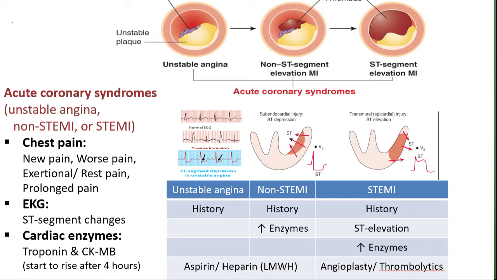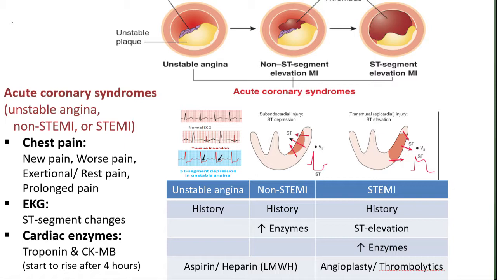And the most important thing, it is prolonged pain. What's the meaning of prolonged? Remember the chronic stable angina, 15 to 30 minutes, and it is relieved by rest or by sublingual nitrates. This pain does not go away. This acute coronary syndrome pain does not go away. You rest, it does not go away. You take sublingual nitrates and it does not go away.